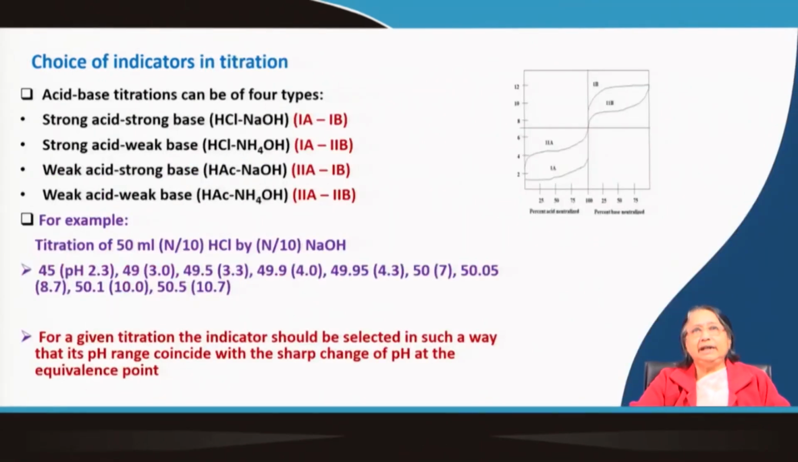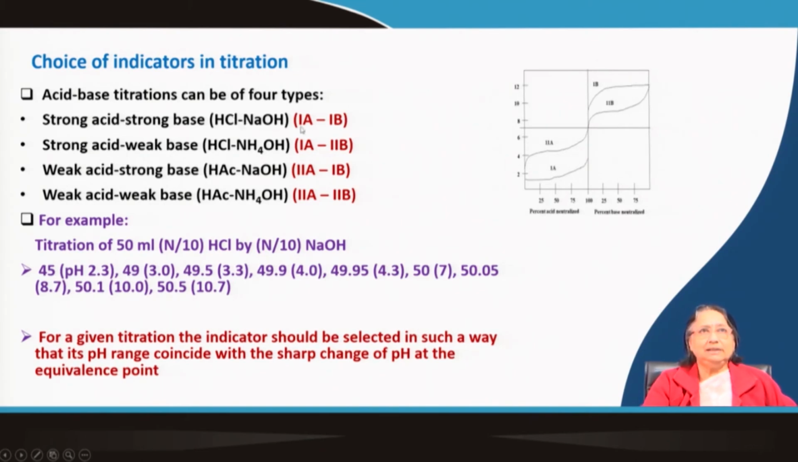Now, how will you choose the indicator? Okay. There are different kinds of titration you may take up. For example, for acid base titration, there may be 4 different types. It may be a strong acid versus strong base, strong acid versus weak base, weak acid versus strong base, or weak acid versus weak base. Okay. So, examples are also written.